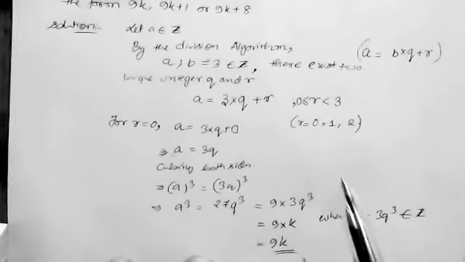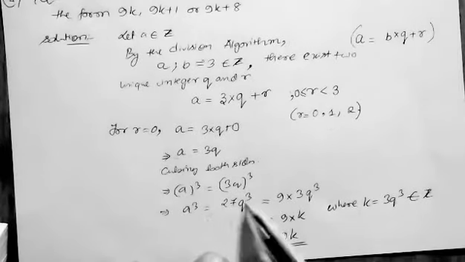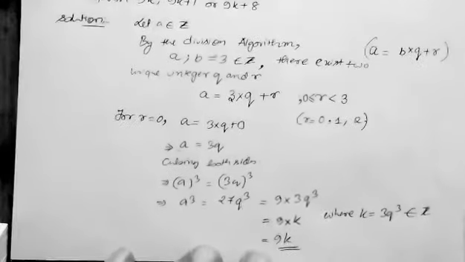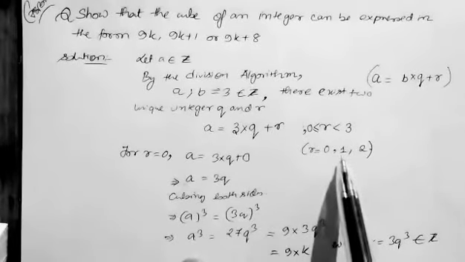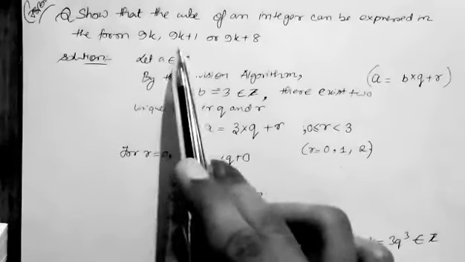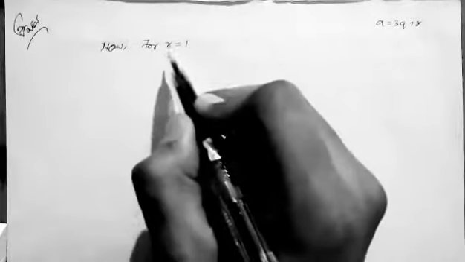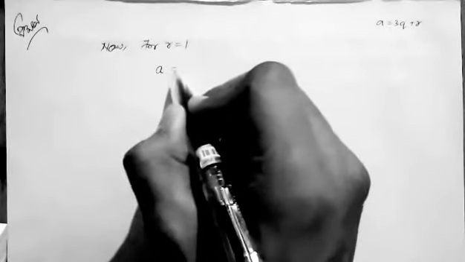Okay, so now we have seen that a was an integer, and we have expressed its cube in the form of 9k. So now further we will consider the other conditions, that r is equal to 1, r is equal to 2. So considering this, we will prove these two statements. Okay, so now for r is equal to 1. What was the expression? It was a is equal to 3q plus r, isn't it? So if we substitute r is equal to 1 in this expression, what will you get? You will get a is equal to 3q plus 1.